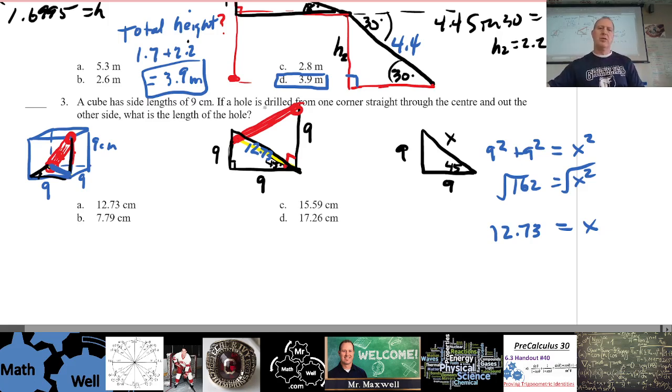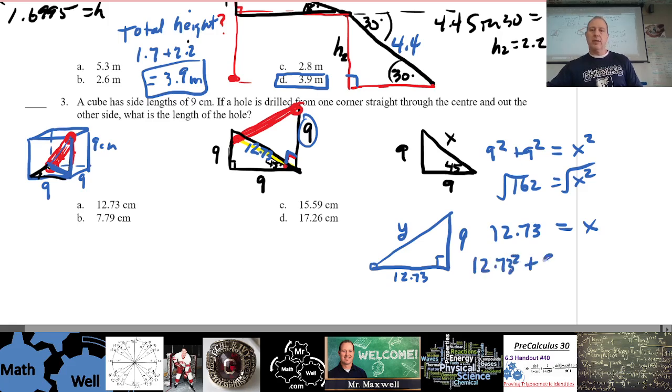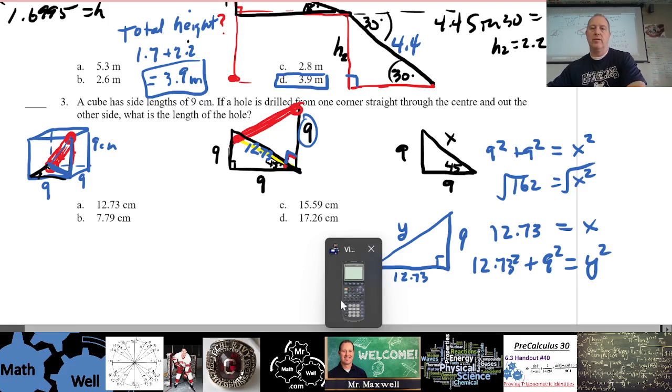The second step then would be to find out what the length of the hole is. I have another right triangle. This is another right triangle, 9 on the side right here, and then this goes all the way over to the other corner, and this is the 12.73. I need to find y now. So y is the goal to find. I can just use Pythagoras again, because they're right triangles. 12.73 squared plus 9 squared equals y squared.